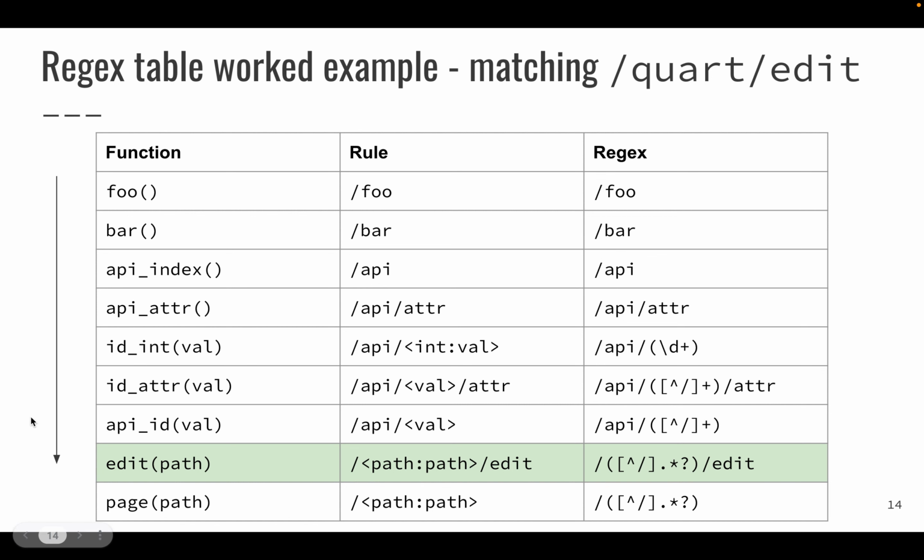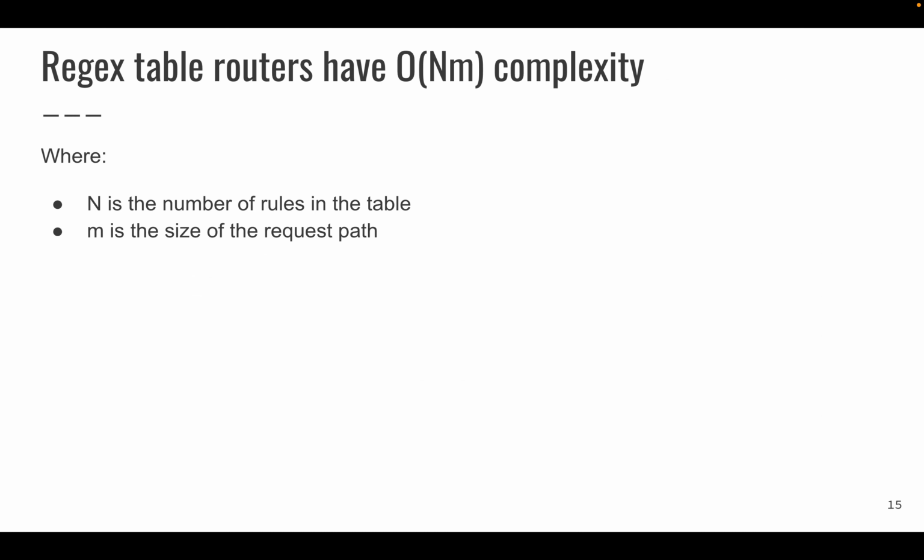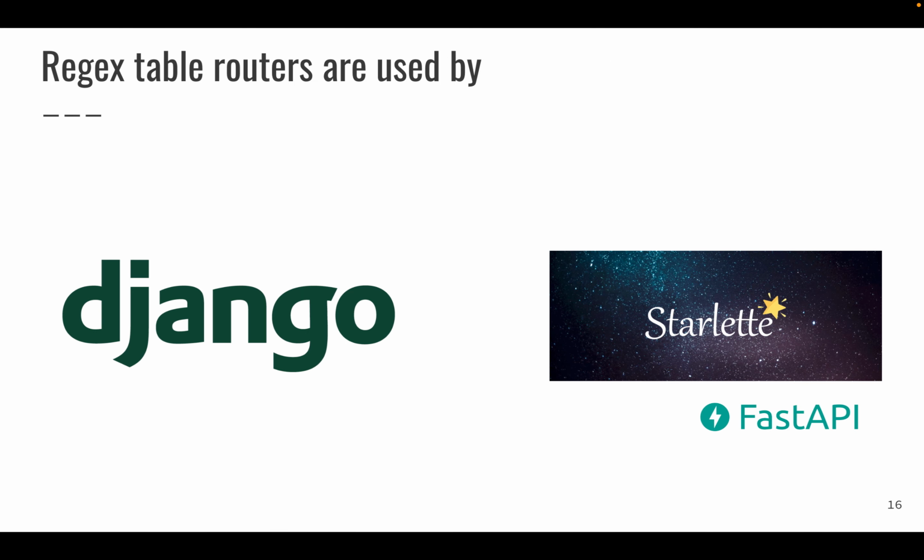So that's it basically for our regex table router, and its complexity, I would argue, is O(mn). So in the worst case, you need to check every rule in the table, and let's say there are n of them. And in the worst pathological case, you're going to have to check for each rule the entire length of the request path, m. It's fairly pathological to imagine that happening, but I think it's fair to say it's the worst case.